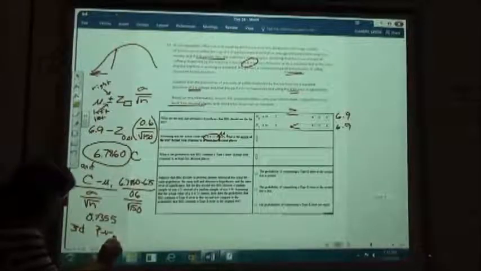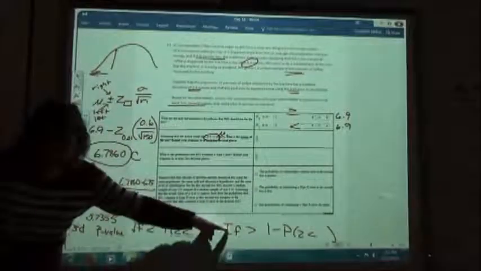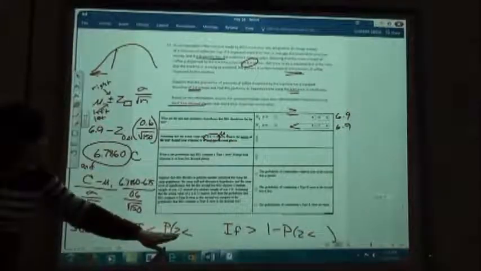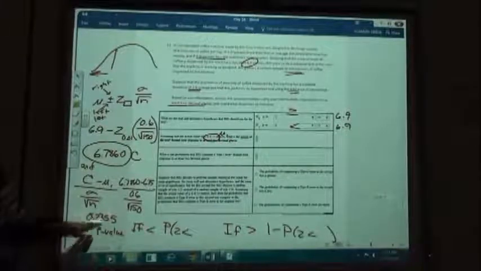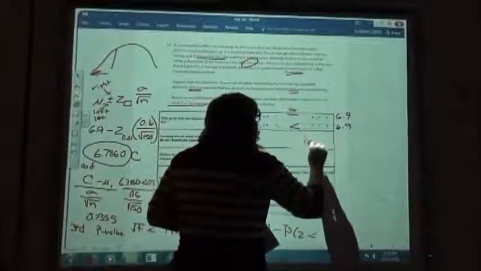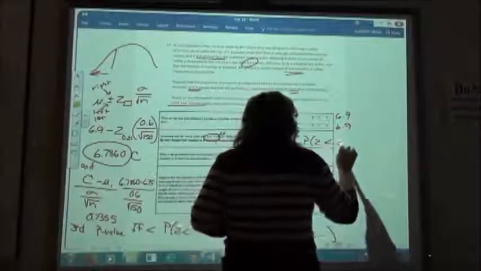Now, third step. We have to find the p-value. So, if it's less, you just do p of z is less. If we were doing greater, we would do 1 minus p of z is less. The last one we did was a greater. This one we're doing a less. So on this one, we just have to do p of z is less than whatever you got for your answer here. So, I'm going to write it up here. P of z is less than 0.7355.